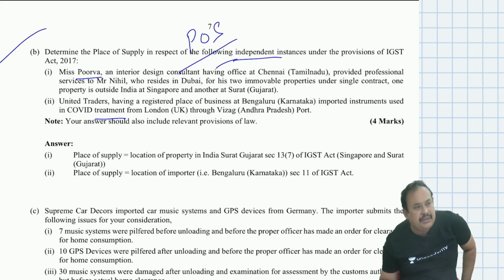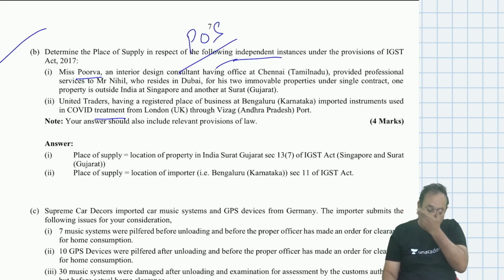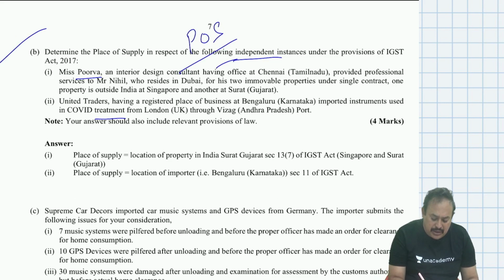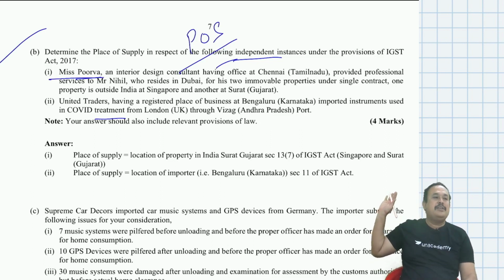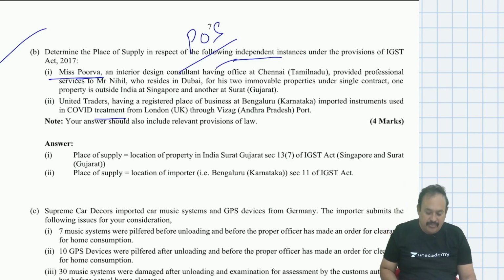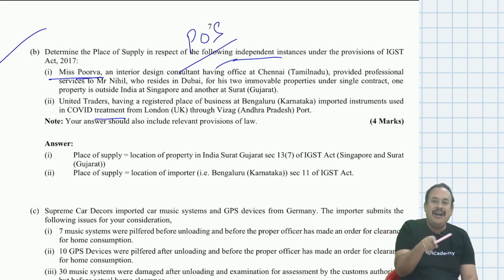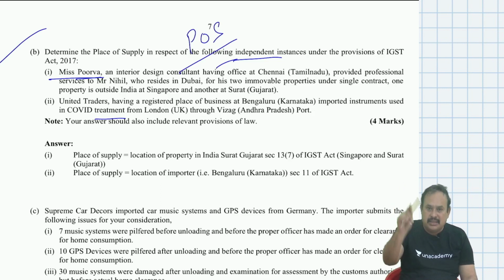Dear friends, in the given case, the first one: Miss Purva. The name is Miss Purva, not Priya. Miss Purva, an interior design consultant, is providing services from the Chennai office to Nihil, who is a resident of Dubai.